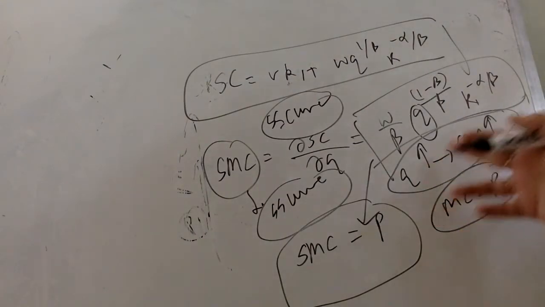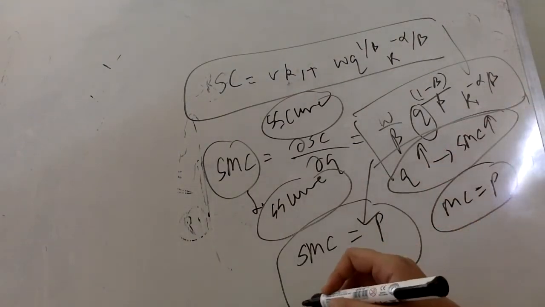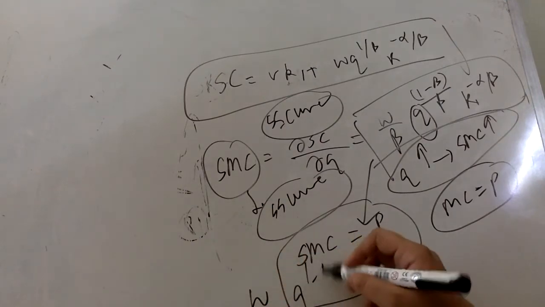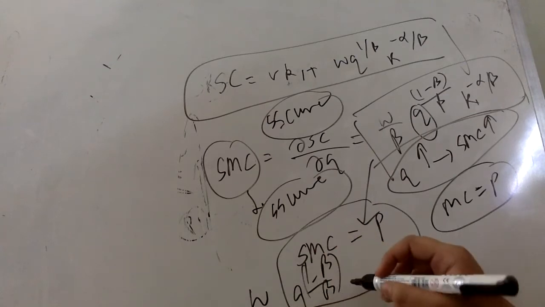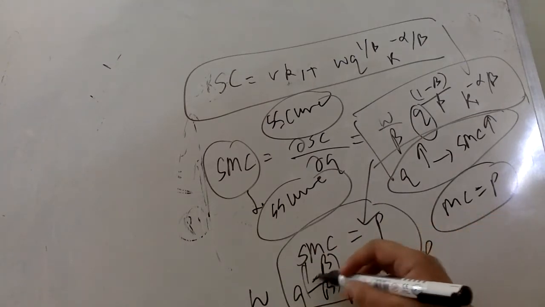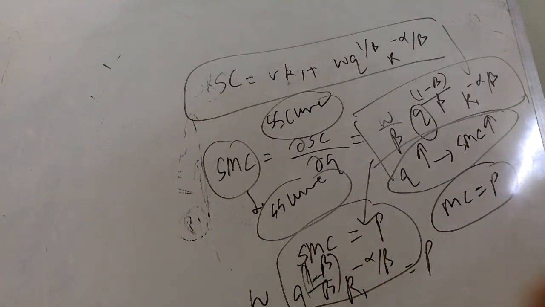And if we put this equal to price, what do we get? W by beta times Q power 1 minus beta upon beta, K1 power minus alpha by beta. This equals price. From here I can compute the value of the optimum quantity that I am producing.